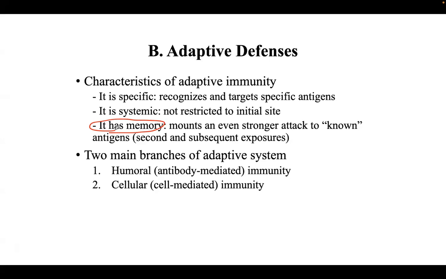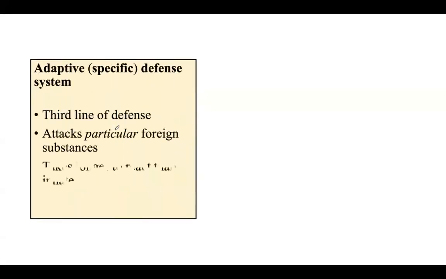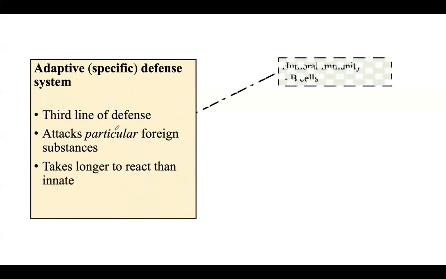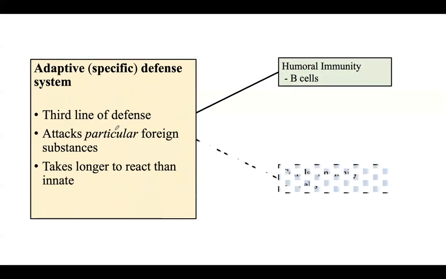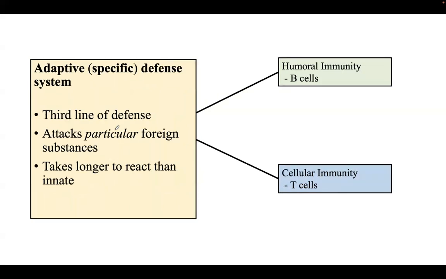Two main branches: humoral, which is antibody mediated, or cellular, which is cell mediated. So the adaptive immune system is the third line of defense. It attacks particular foreign substances and it takes longer to react than innate. The first one is humoral immunity that is triggered by B cells. The second one is cellular immunity that is triggered by T cells, but both are obviously lymphocytes.